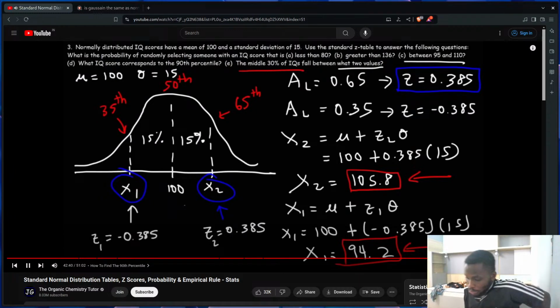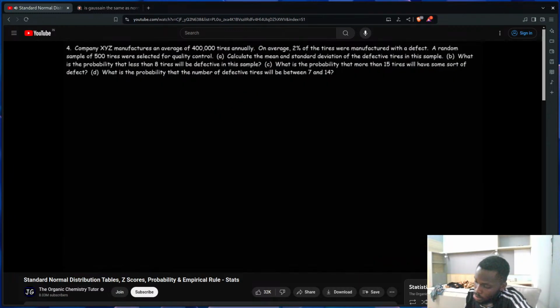So that's it for number 3. Now let's move on to number 4. Company XYZ manufactures an average of 400,000 tires annually. On average, 2% of the tires were manufactured with a defect. A random sample of 500 tires were selected for quality control. Part A, calculate the mean and standard deviation of the defective tires in the sample.